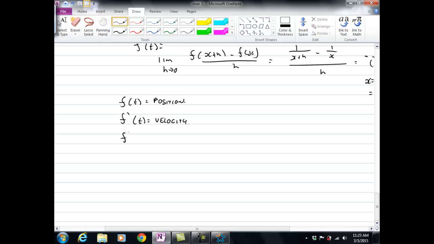Here's a question. What does f double prime of t give you? What if I take the derivative of velocity? Any physicists here? That's actually acceleration. So if you did physics before, and you're asked to draw a velocity versus time graph and take the slope of that, you get acceleration.